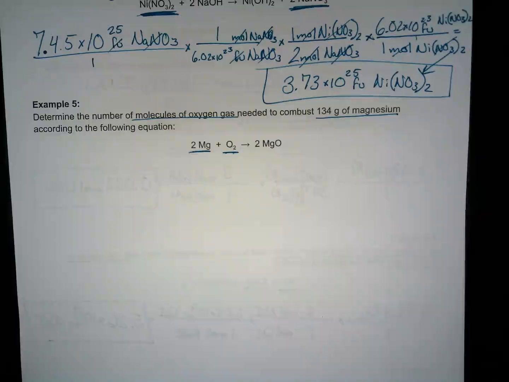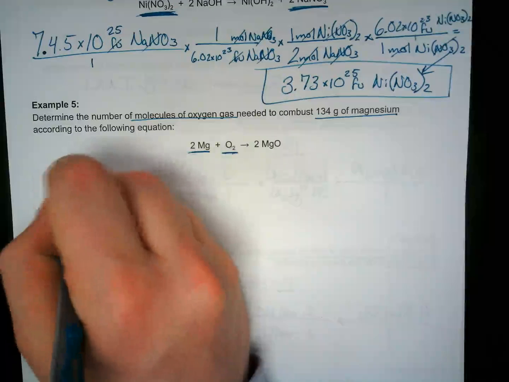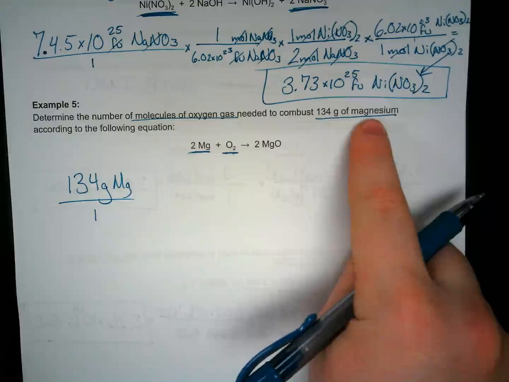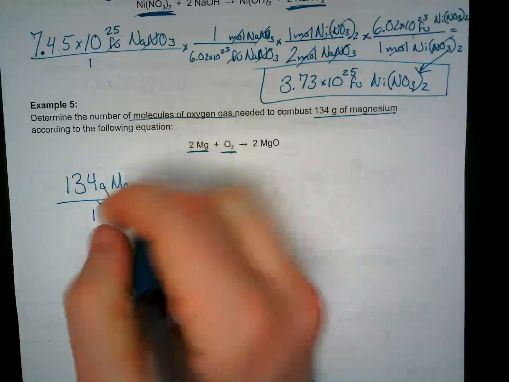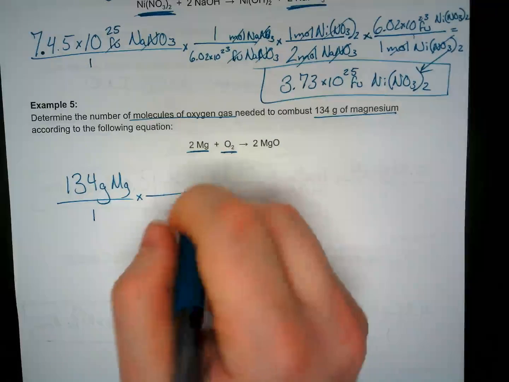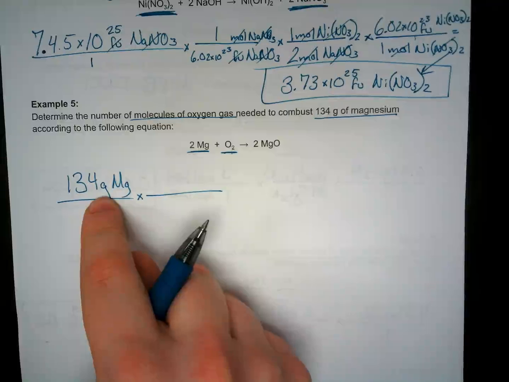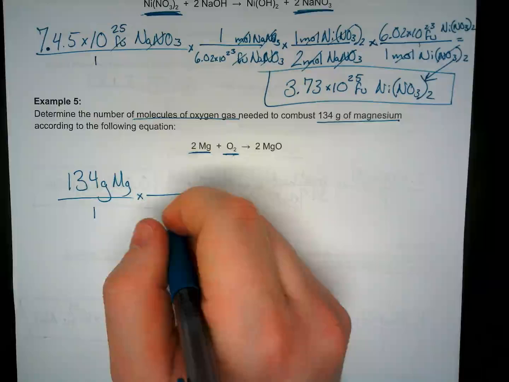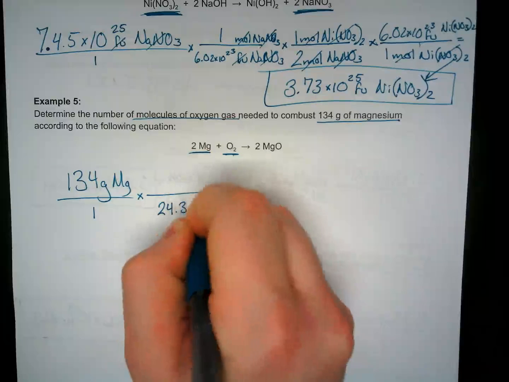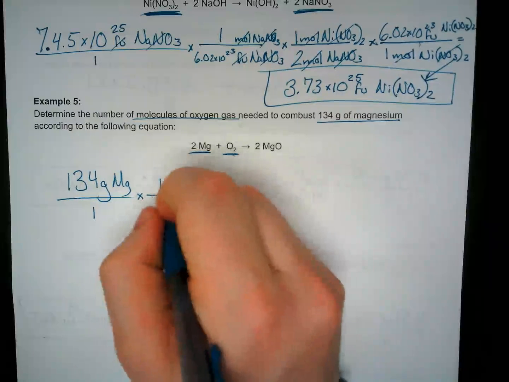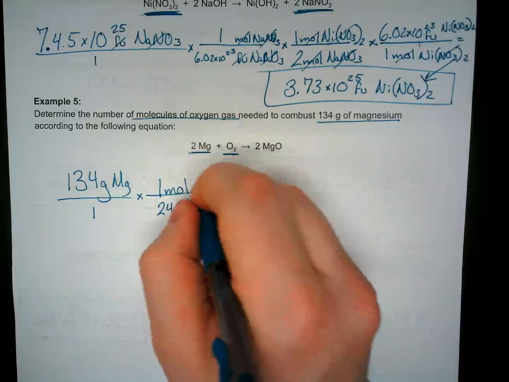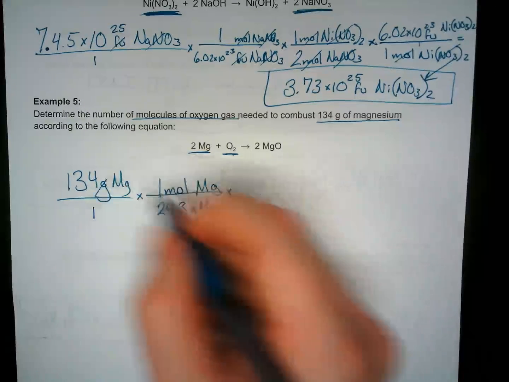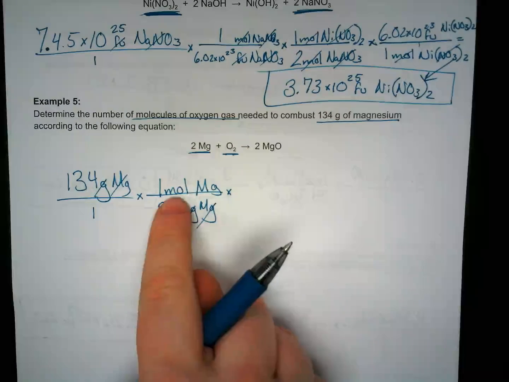Okay, so let's now write this down. So what are we given? Well, we're given 134 grams of magnesium. And we're trying to convert mass of this substance to particles of this substance. So we've got to first convert this from grams, from mass of magnesium, into moles of magnesium. Looking at my periodic table, magnesium shows me that I've got 24.3 grams of magnesium. And we know molar mass is determined by this, that 1 mole of magnesium is going to be 24.3 grams of magnesium. That cancels out, that cancels out, this cancels out, that cancels out, and I'm left with moles of magnesium now.